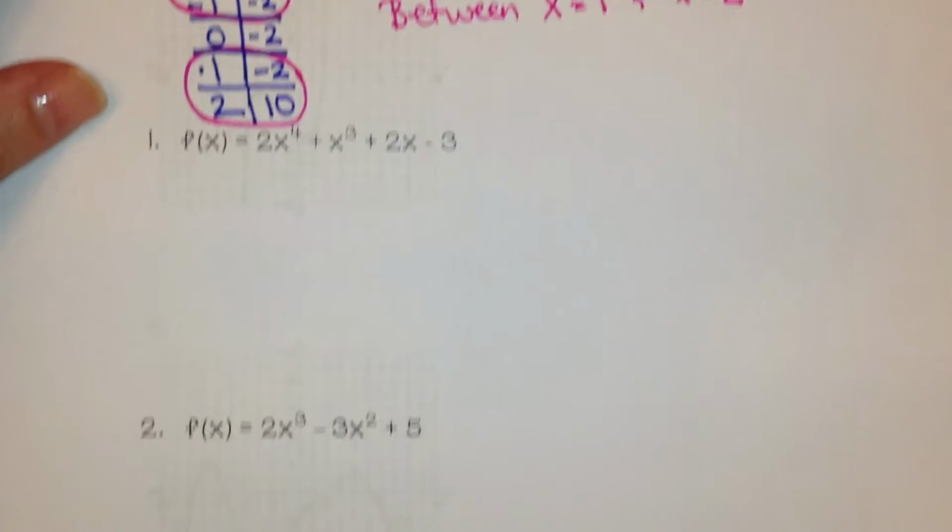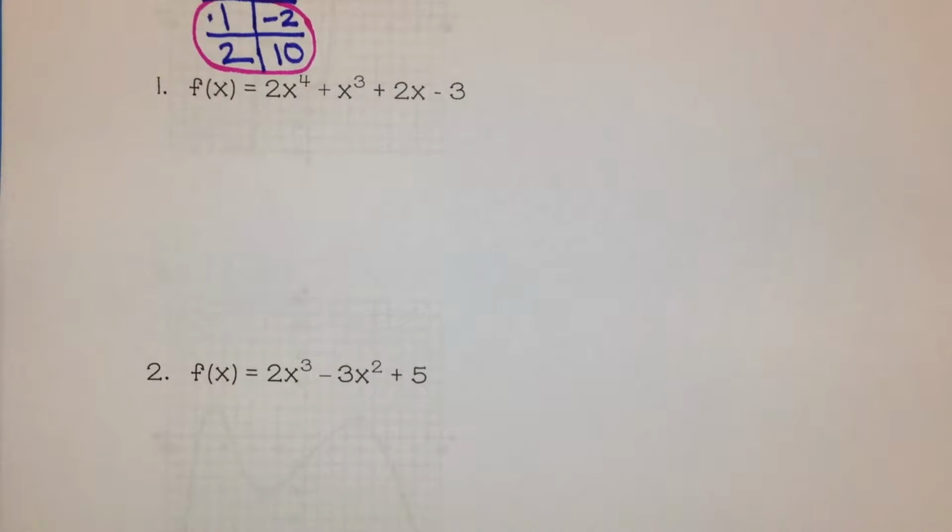All right, so here are a couple problems. Go ahead and create tables and identify between which two integers of x the real zeros occur. So go ahead and come back when you're ready for the answers.